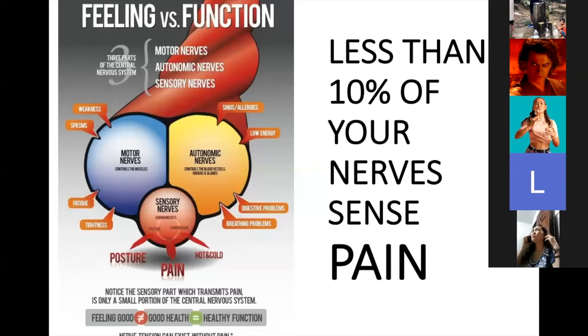The reason being is because less than 10% of your nerves are sensory nerves, which means they feel pain, right? The majority of your nerves are for what's called autonomic function, which is basically your organs, or for motor function, right? Which deals with the muscles, the ligaments, as well as how well they coordinate and contract with each other. So it's possible you can get a subluxation and have dysfunction and not even know it, unless it's irritating the sensory portion of that nerve, right?